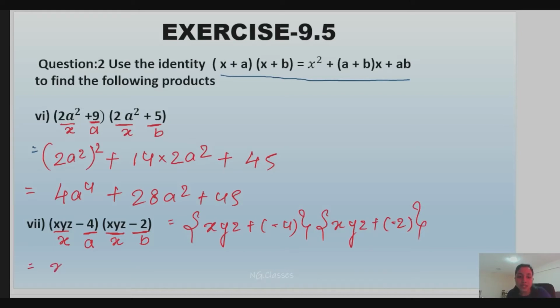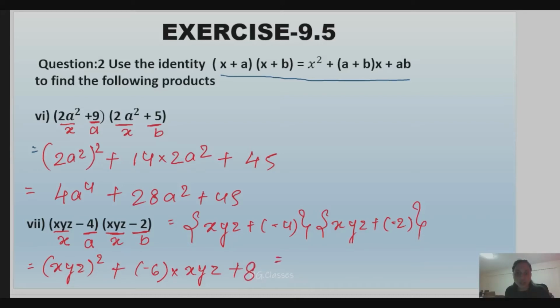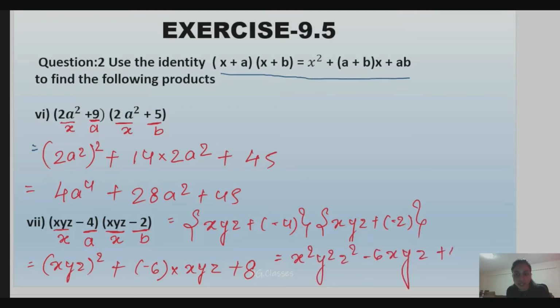So we can write xyz whole square plus a plus b. When you add negative 4 with negative 2, you will get negative 6 into xyz, plus ab. When you multiply two negative terms, you will get a positive value. So our ab will be 8. So here our answer will be x square y square z square minus 6xyz plus 8.